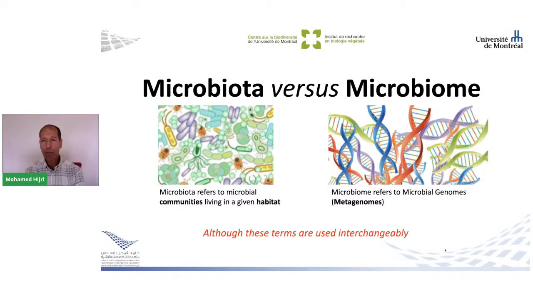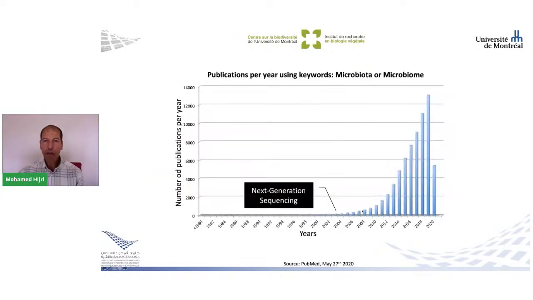However, microbiome refers to the microbial genomes. As you can see in the literature, these terms are used interchangeably. However, for a French-speaking audience, microbiome may refer to the habitat. This is particular to the French language, but in English, microbiome refers to the genomes of microbes, which means metagenomes, a group of different genomes that are coexisting in a community.